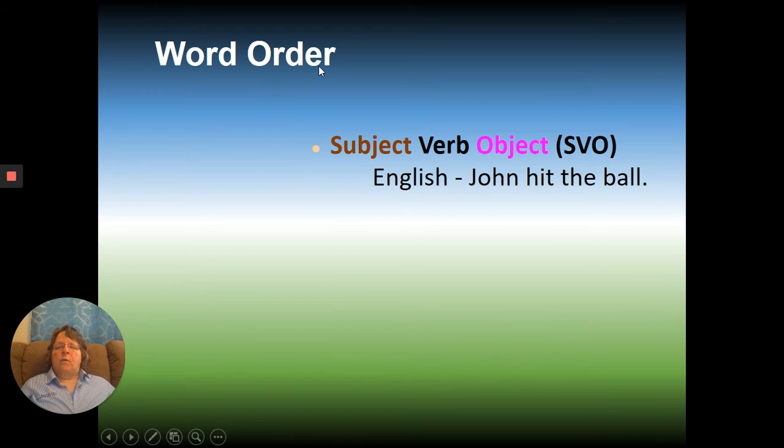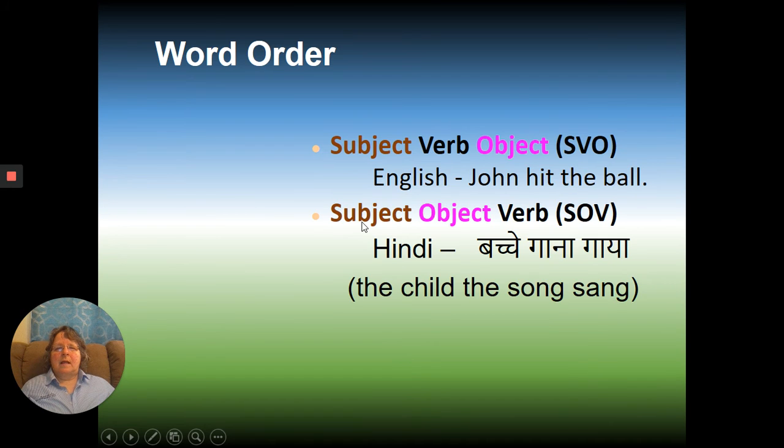So word order is very important for languages. For example, in English, we have subject, verb, object. We have SVO. So John, the subject, hit, the verb, the ball, the object. That's our basic word order when we're creating sentences. Now in Hindi, the word order goes subject, object, verb, SOV. The child, the song, sang. So if you were translating from Hindi to English, you would have to say the child sang the song.